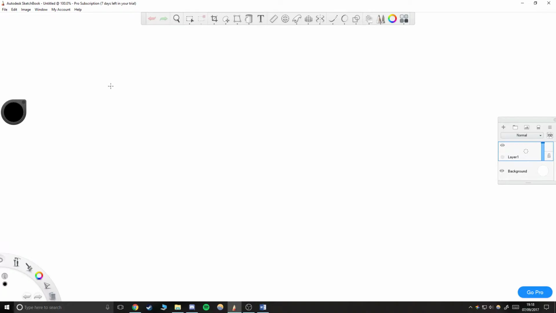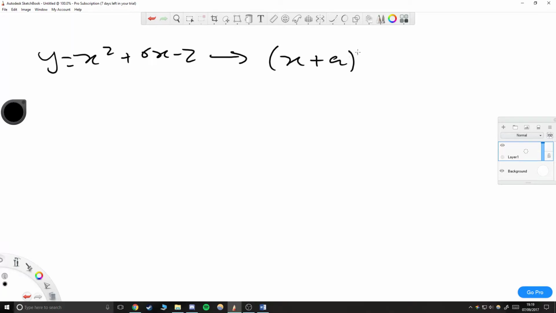In order to find the stationary point of a quadratic graph, we first must complete the square on the quadratic equation. So say I had the quadratic equation x squared plus 6x minus 2, and that's the curve I want to find the stationary point of. In order to complete the square, you want to put the quadratic equation into the form x plus a all squared plus or minus b. So you need to turn this equation into the same thing but looking like this.